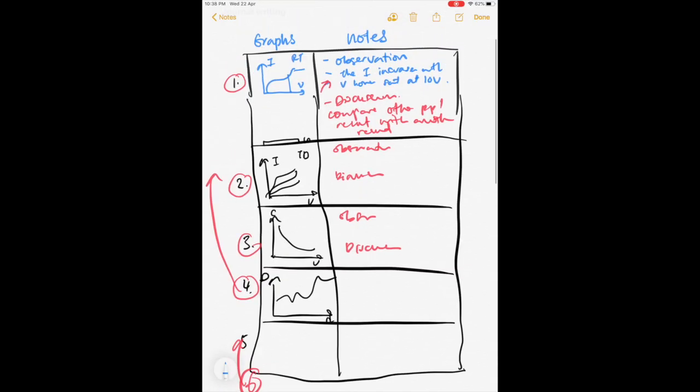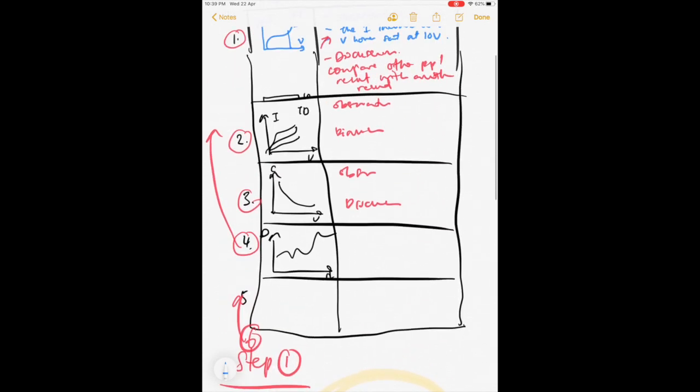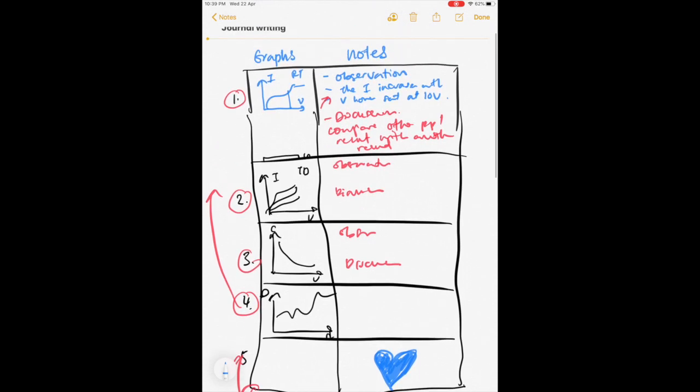So this is the heart. This skeleton is actually the heart of the journal. If the heart is not there, the journal paper will die. So settle this, get the supervisor happy, then we move to the next step.